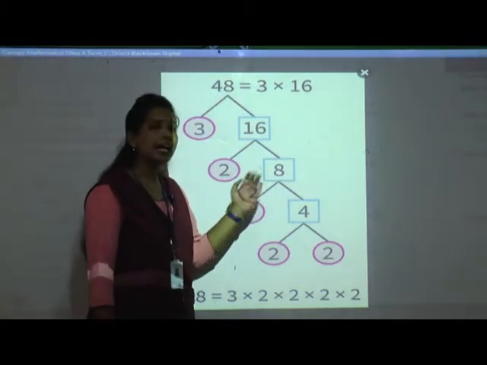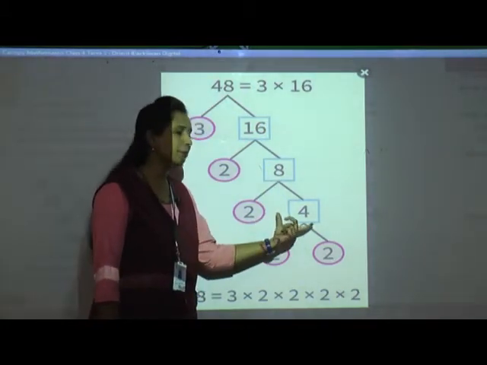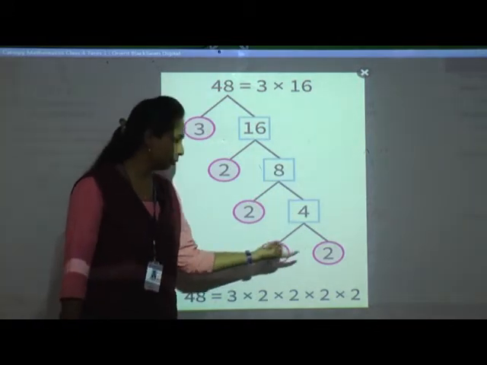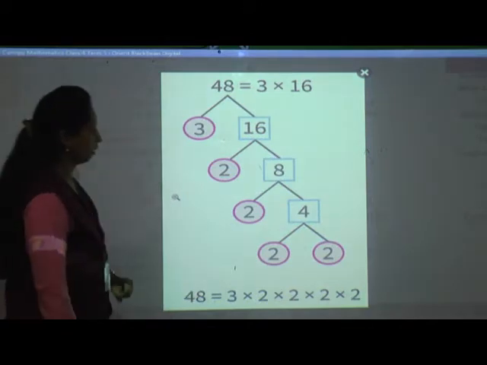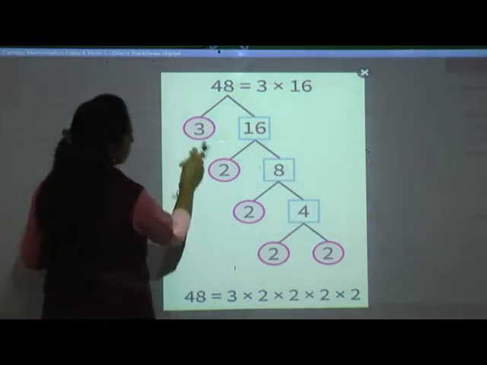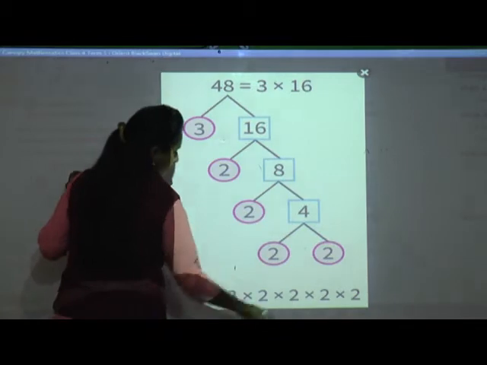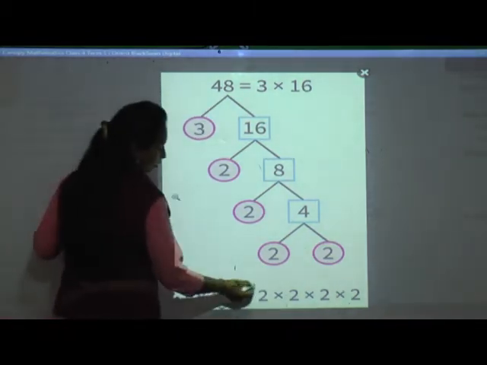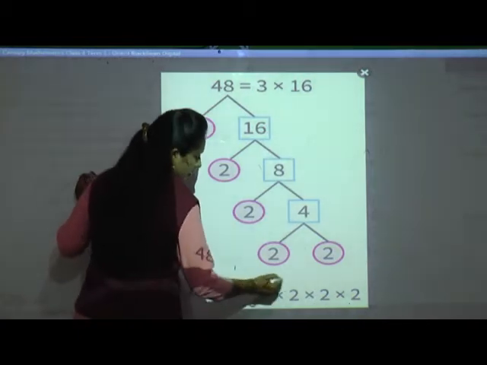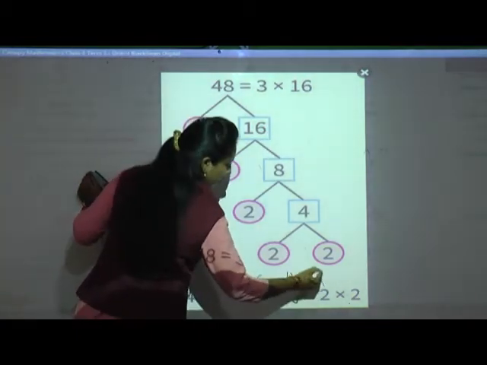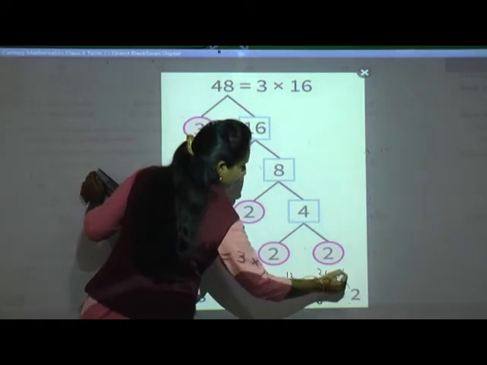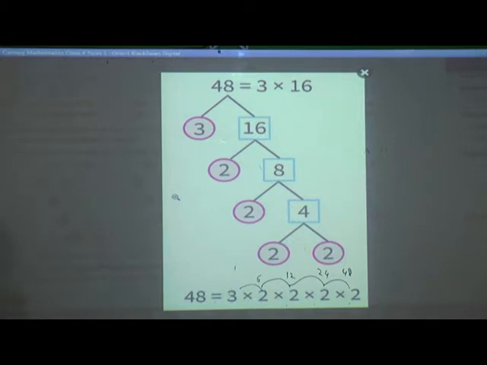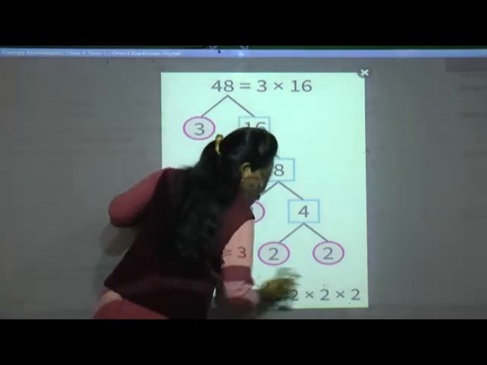Now 8 can be split up into 2 multiplied by 4, we get 8. Again 4 can be split up into 2 times 2, we get 4. Now what are the prime numbers here? 3, 2, 2, 2, 2. So write 3, 2, 2, 2, 2. Now we will multiply. 3 2s are 6, 6 2s are 12, 12 2s are 24, 24 2s are 48. Are you getting it? Yes? Clear?